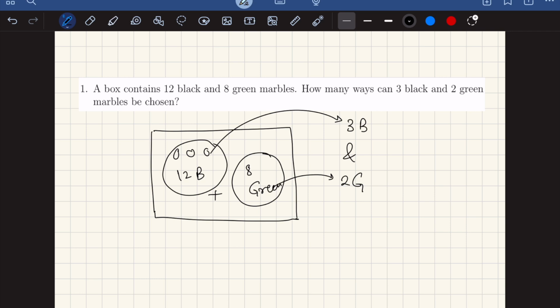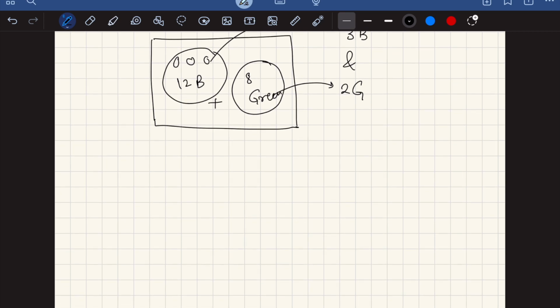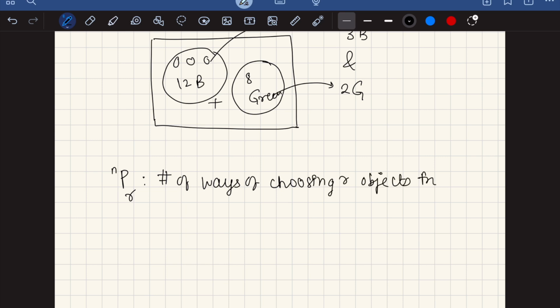So let's just recall what we mean by permutations. Permutations is basically the number of ways of choosing r objects from n objects where order matters. And the expression for this, which is very intuitive, is n factorial divided by (n minus r) factorial.